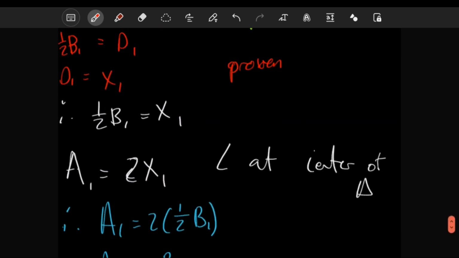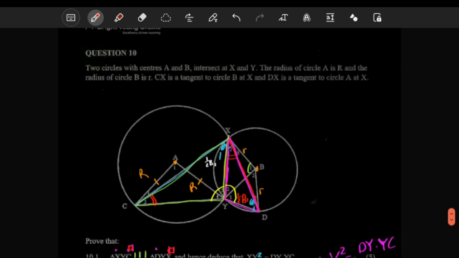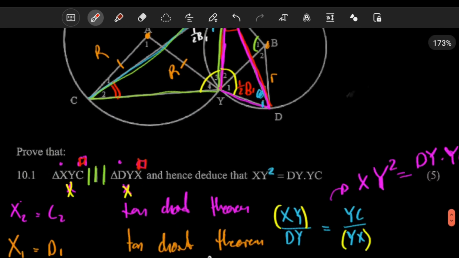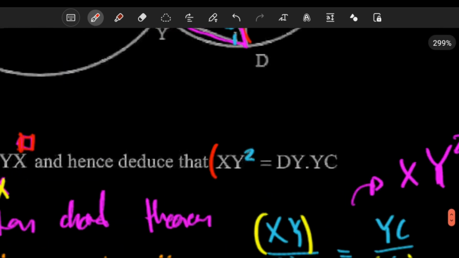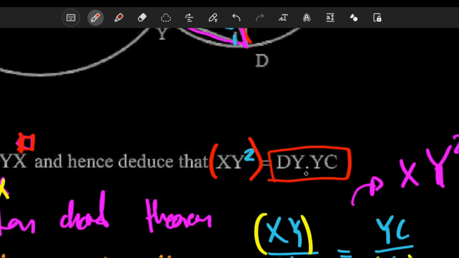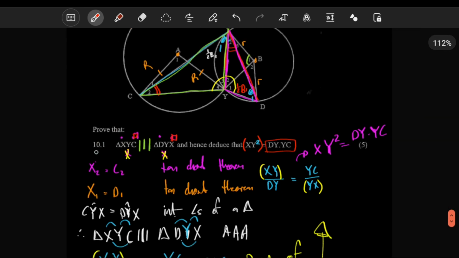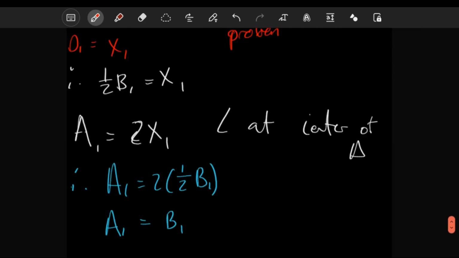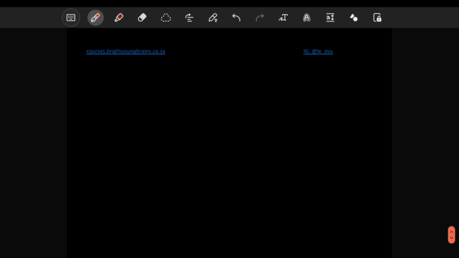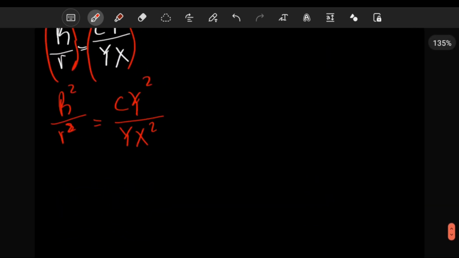Here you have to be creative. You have to think of all your other questions. This is xy squared, and this is where the dy is going to come from, because there's dy and yc there in 10.1. So dy and yc, we can drop them at the bottom. This whole thing is equal to dy times yc, so one of them is going to cancel one at the bottom.